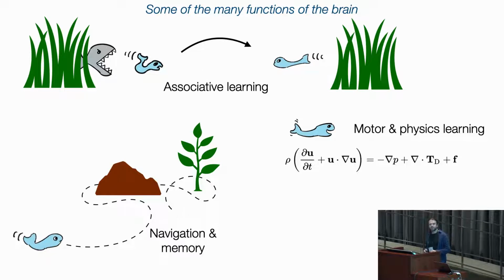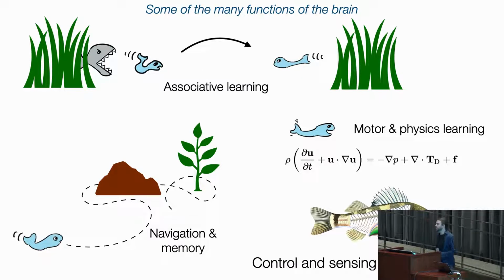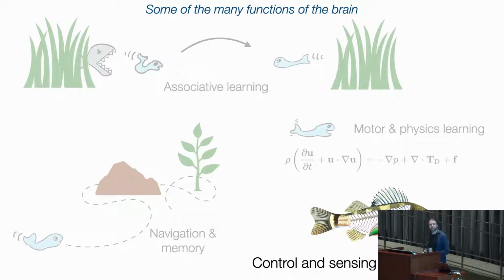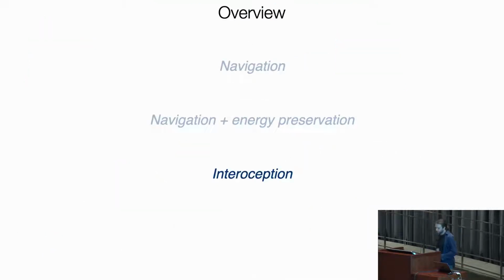And we could then finally transition to asking, how does this now interface with the control and sensing of organ systems? How does this all unfold together? So this is the final part of the talk, where I'd like to talk about interoception. This is a new research direction that we started fairly recently.